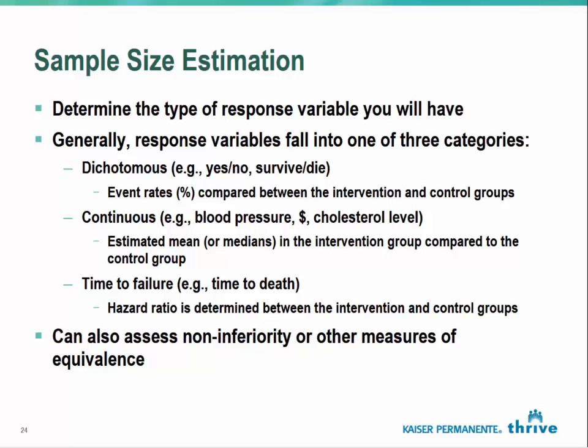The last would be time to failure, for example, time to death. We use a hazard ratio there, and we'll determine intervention and control groups. So there are different ways to determine sample sizes for all these different outcomes. Another one we consider sometimes is non-inferiority or other measures of equivalence. They take a little bit different approach to sample size. Again, software is available to do this. In those cases, you're going to have to set parameters within ranges that you feel are non-inferior or equivalent, and then use that in your sample size calculation.